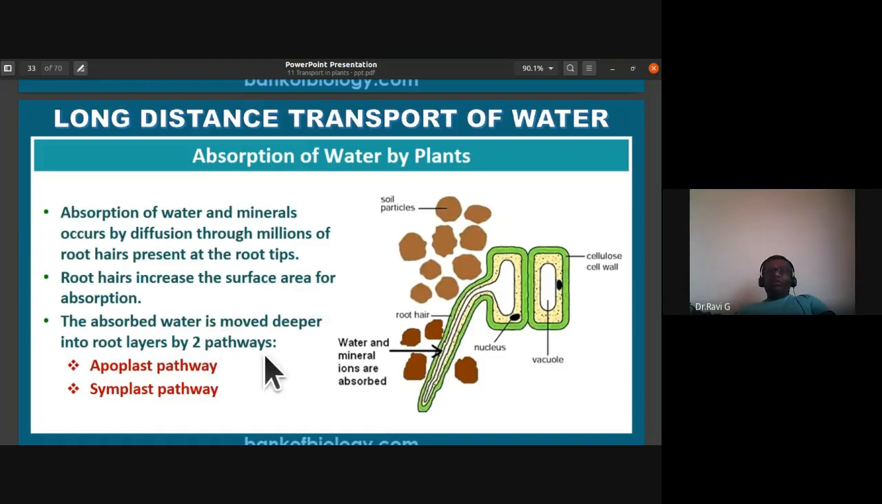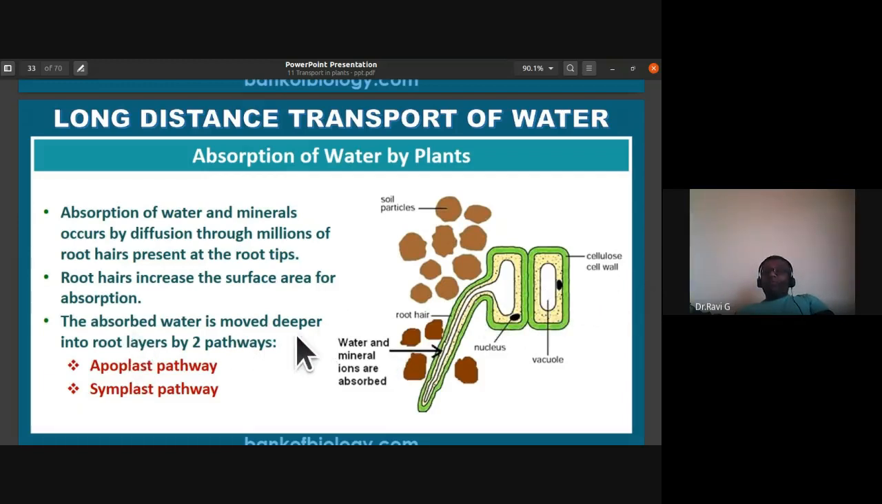The absorbed water is moved deeper into root layers. See, from the root hair, the water has entered the epidermal cell. From the epidermal cell, the water has to have a radial transport. It is a horizontal transport, not vertical transport. So we call it radial transport. So the water has to move from the epidermal cell through the cortical cells, endodermis, pericycle, and finally reach the xylem.